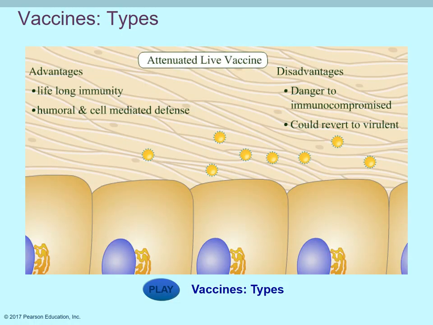If you're using an attenuated live vaccine, like I said, attenuated is modified. There are advantages to those in that it does tend to confer lifelong immunity. It does activate both the humoral and the cell-mediated immune defense systems. The disadvantage of an attenuated live vaccine, though, is that, as I said earlier, it does put an immunocompromised patient at risk of potentially developing the disease, and there's always the concern that this modified organism could revert back to the virulent strain.